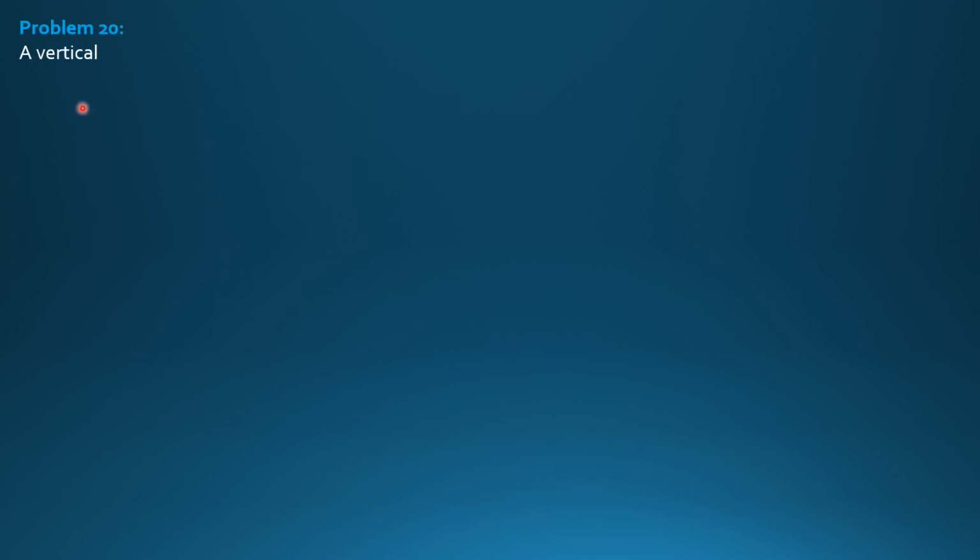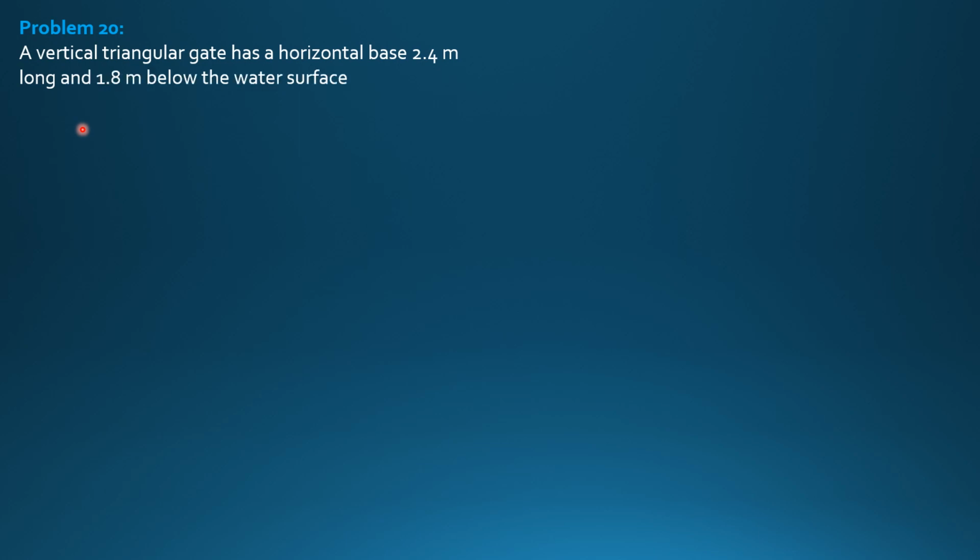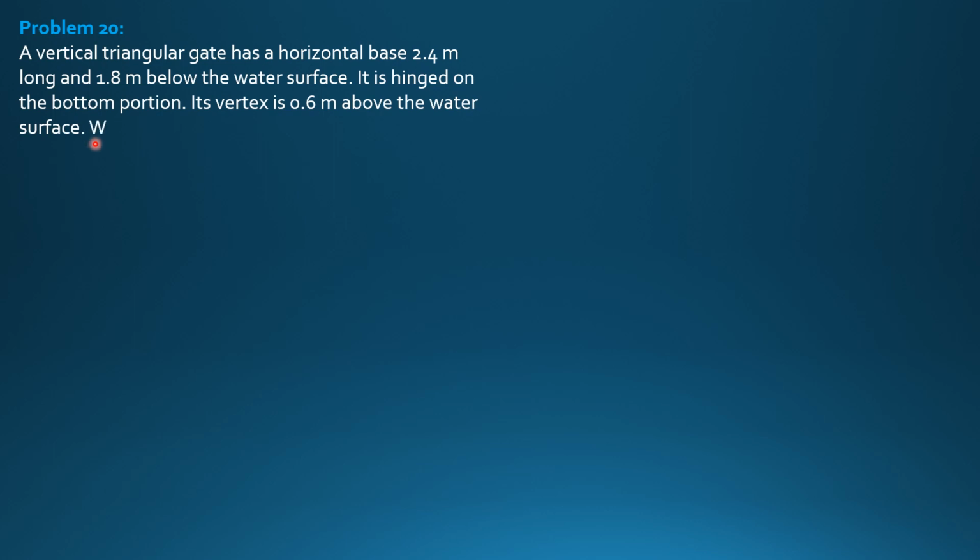Problem 20. A vertical triangular gate has a horizontal base 2.4 meters long and 1.8 meters below the water surface. It is hinged on the bottom portion. Its vertex is 0.6 meter above the water surface. What normal force must be applied at the vertex to open the gate?